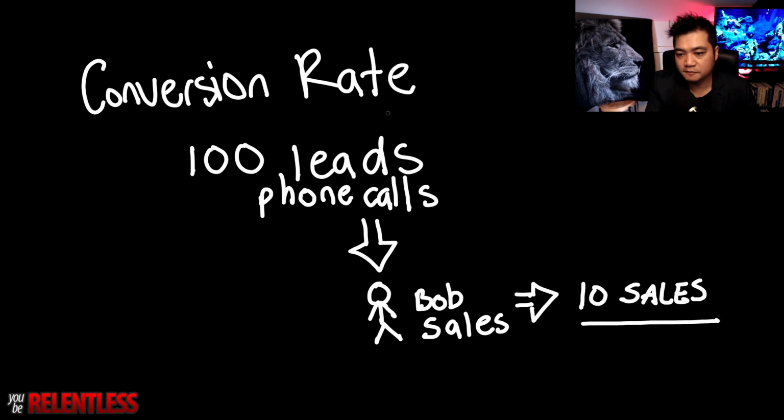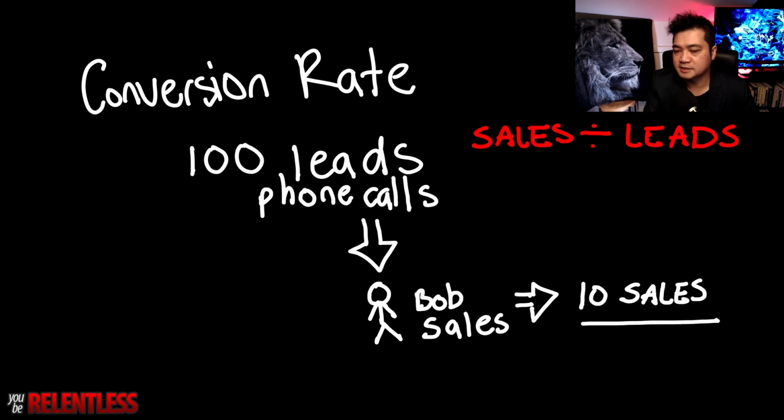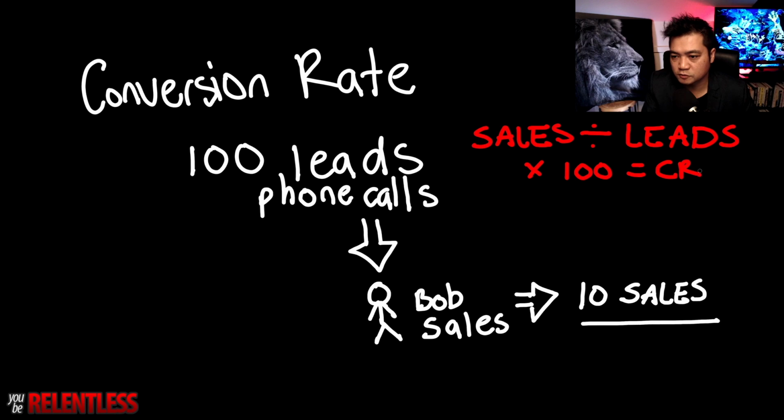To work out your conversion rate, it's simply this. All you do is get the sales, divide that by your total number of leads, and then multiply by 100. So this will equal your conversion rate percentage. Sales divided by leads, multiplied by 100, equals your conversion rate percentage.